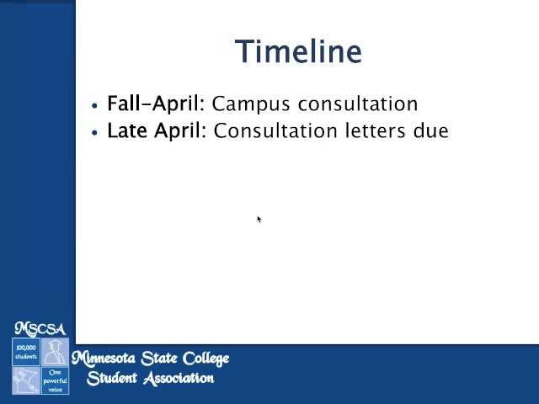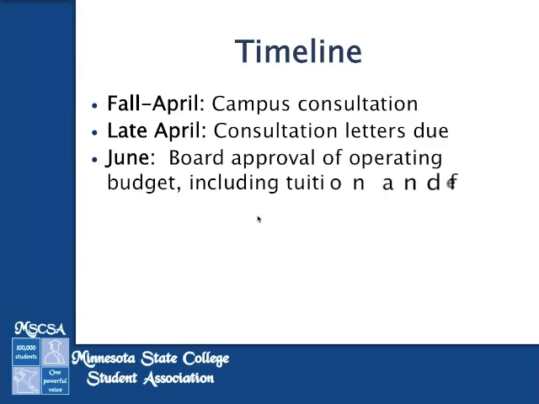Then in June, that's when the board generally will approve the operating budgets of the system as a whole and all of our institutions. And that includes tuition and fees. So as of June, that's when they'll get the official stamp to approve those rates. So that's the basic timeline that you should be looking at.